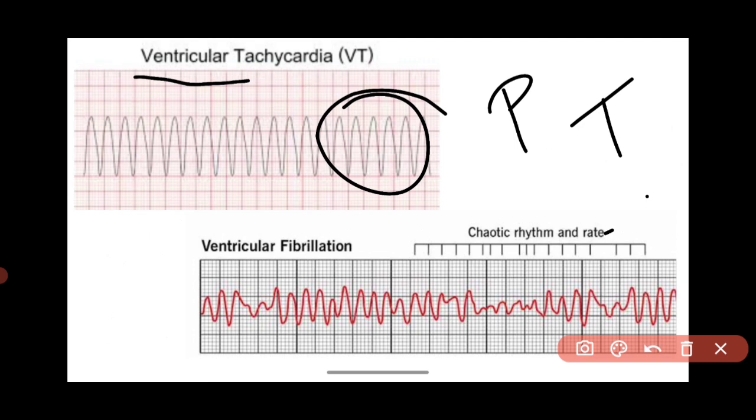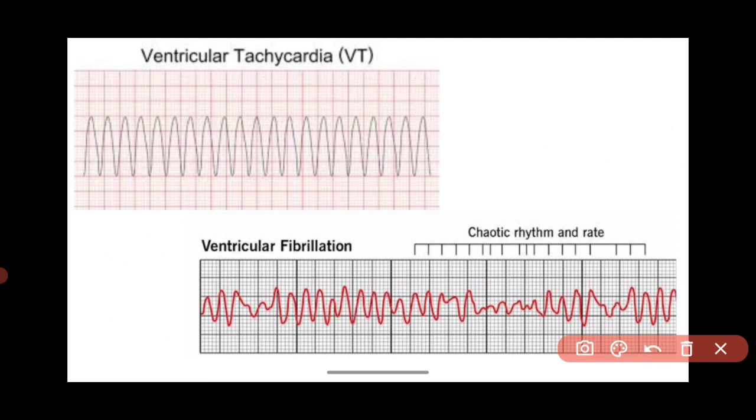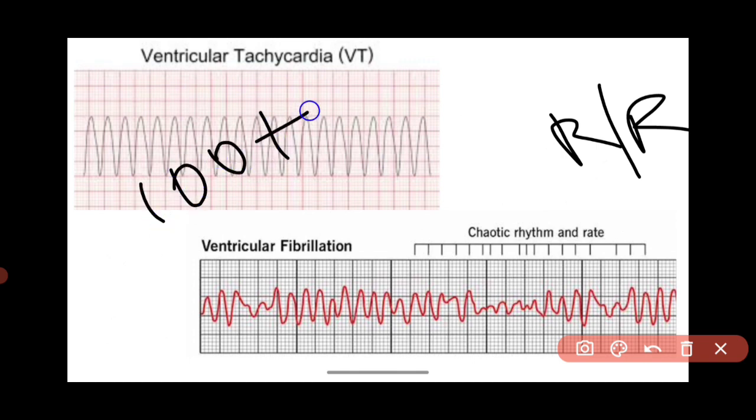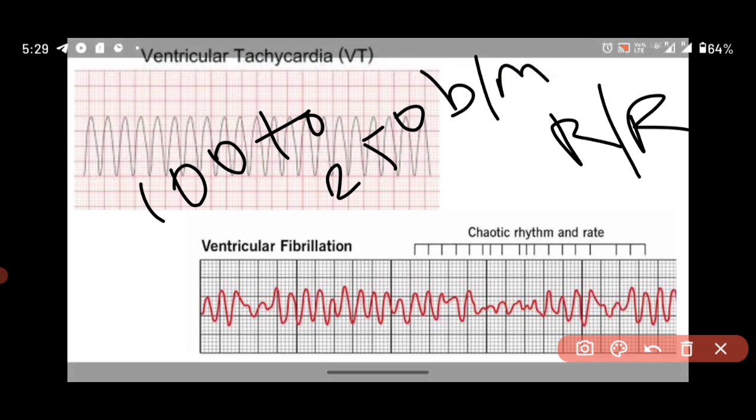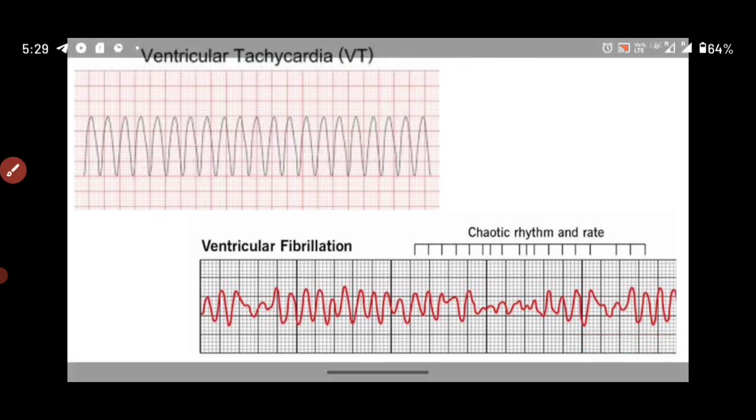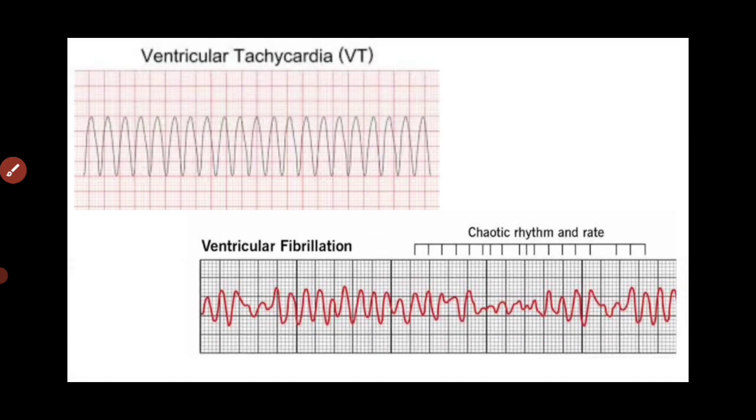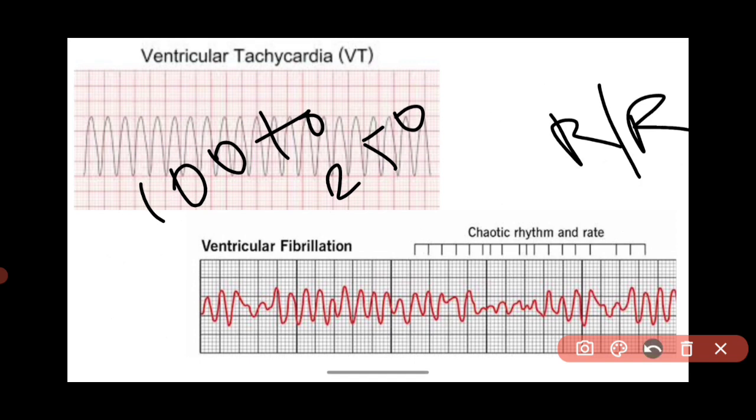We discussed the rate and rhythm in atrial flutter and atrial fibrillation, right? The same way here also, in ventricular tachycardia and ventricular fibrillation, we are going to discuss the rate and rhythm. The rate of ventricular tachycardia will be around 100 to 250 beats per minute. And what about the rhythm? The rhythm is going to be regular.